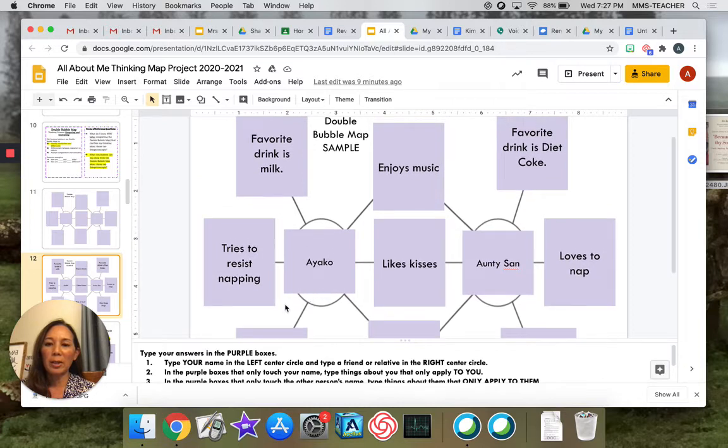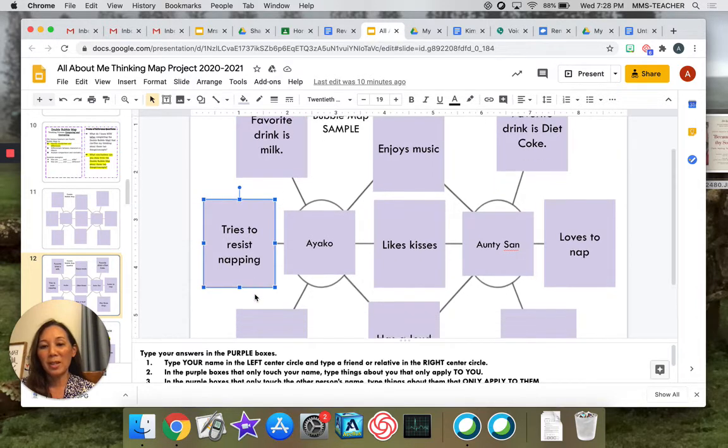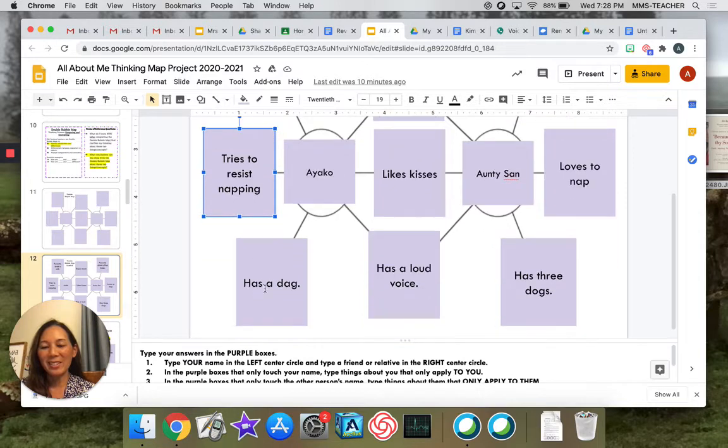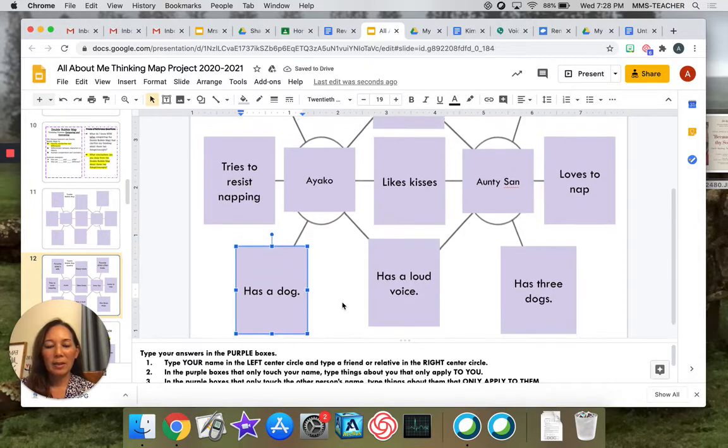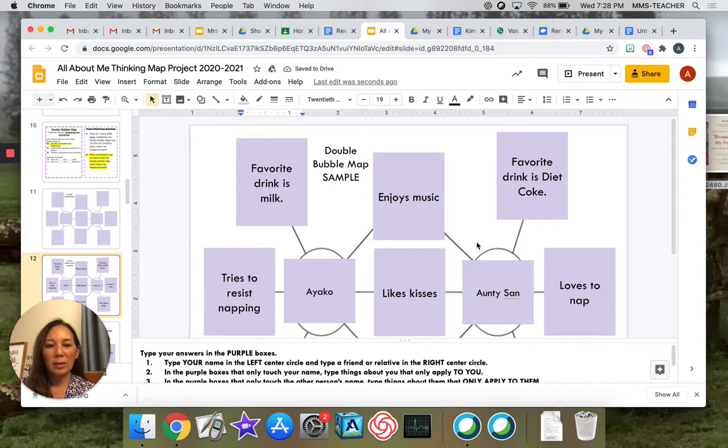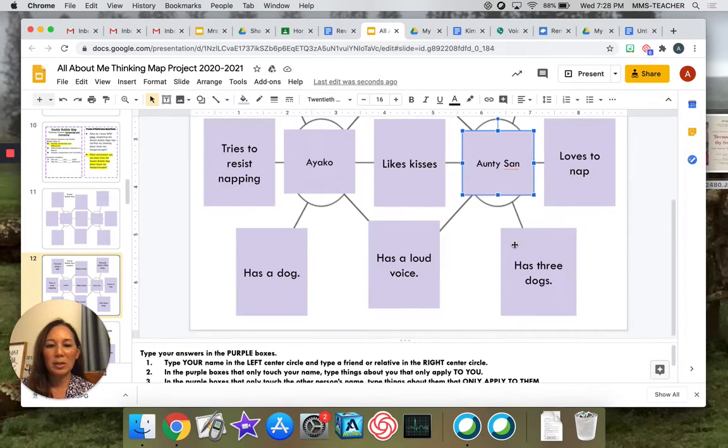This is a sample of one. And here's our friend Ayako again. And these are 3 things that pertain to her. So one thing that applies to her is that her favorite drink is milk. She tries to resist napping. And last, she has a dog. Oops, I'm going to correct this right now. Okay. Now, on the right-hand side, here's Auntie San.